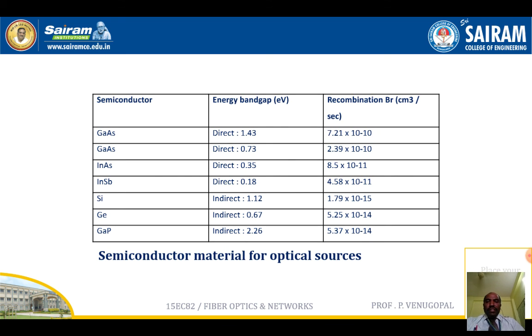So this is the list of the semiconductors and their energy band gap and their recombination. Gallium arsenide, gallium indium arsenide, then silicon, germanium, gallium phosphide, and their energy band gaps in terms of electron volts, and the recombination is also given in the table.